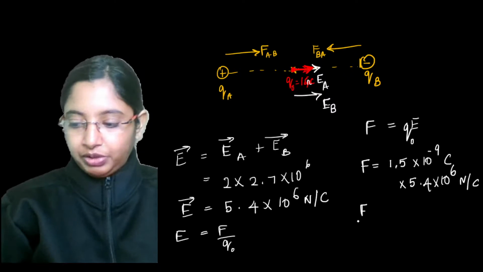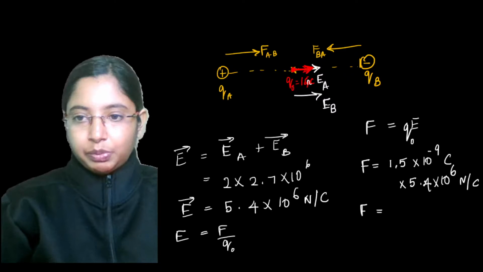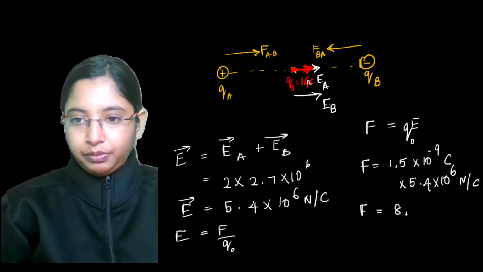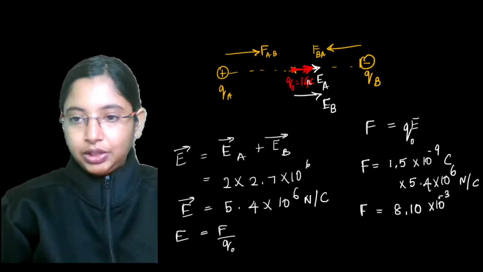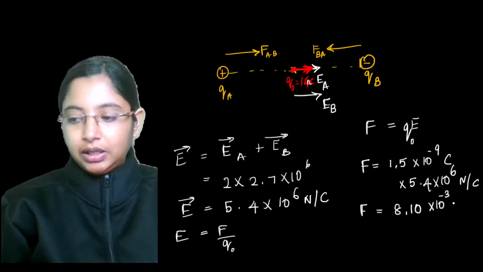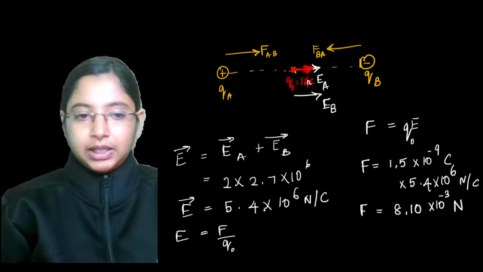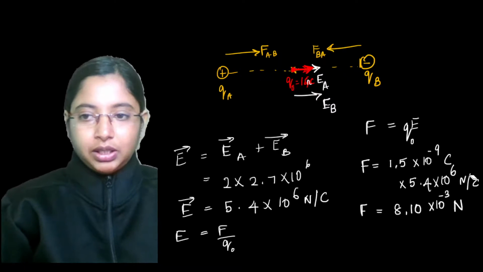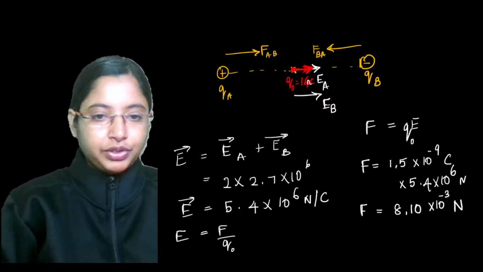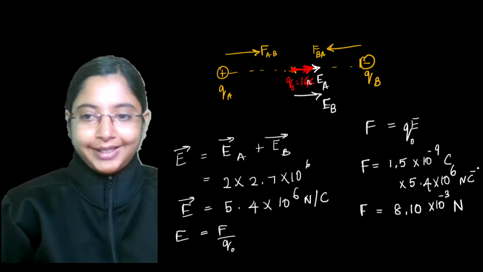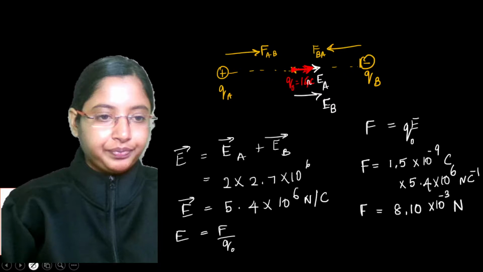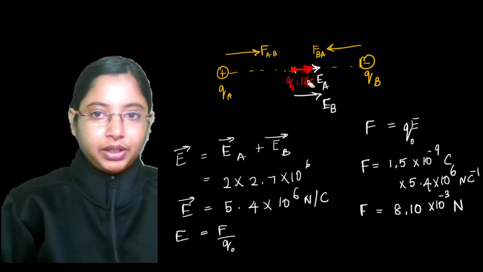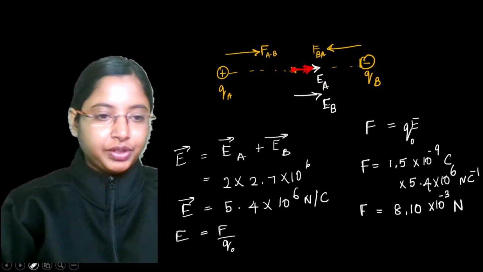So from here, what will be the force acting over here? 1.5 into 5.4 is basically 8.10, into 10 to the power of minus 3 newtons, right? That will be the force experienced by this test charge having a charge of 1.5 nanocoulombs. That's the Q naught that we introduced over here.